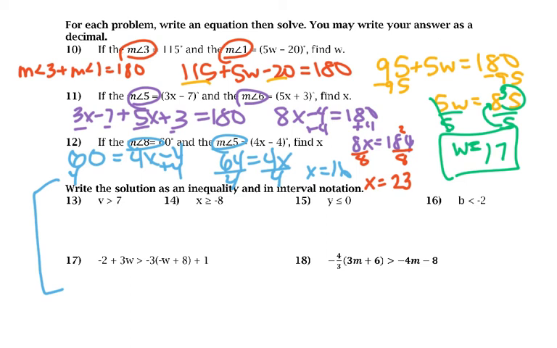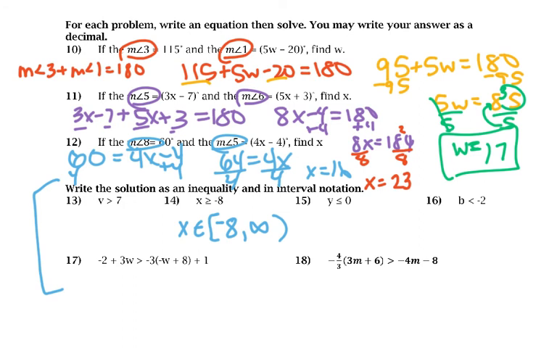I'll do one of these just to show you what I mean. So, like on number 14, x is greater than or equal to 8, so we need to write it as an inequality. It's already written as an inequality, and then in interval notation. So if you need to, you might want to draw a number line for it, but in the end, your answer should be that. That's what I'm looking for. So on 13 through 16, that's how that's going to look.